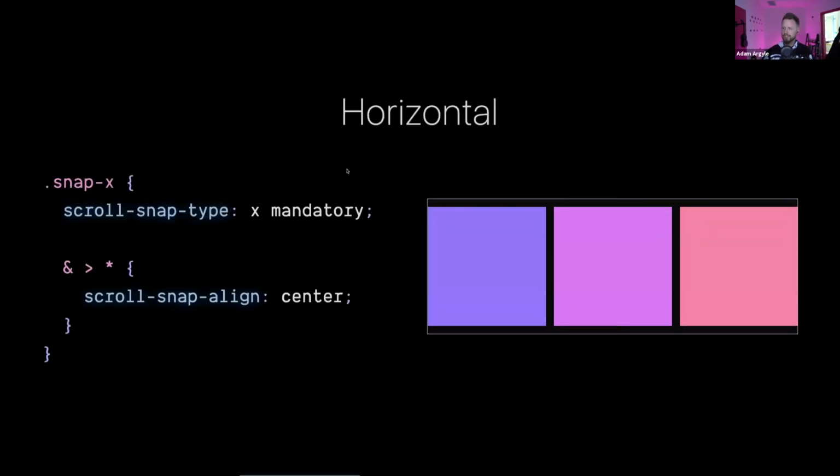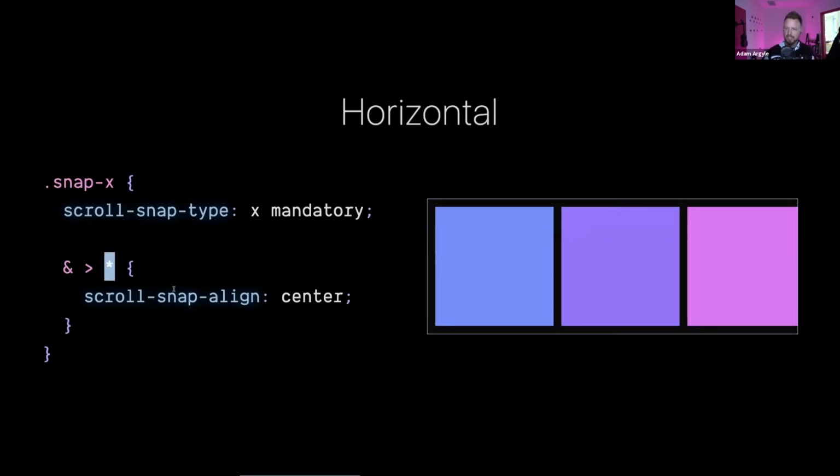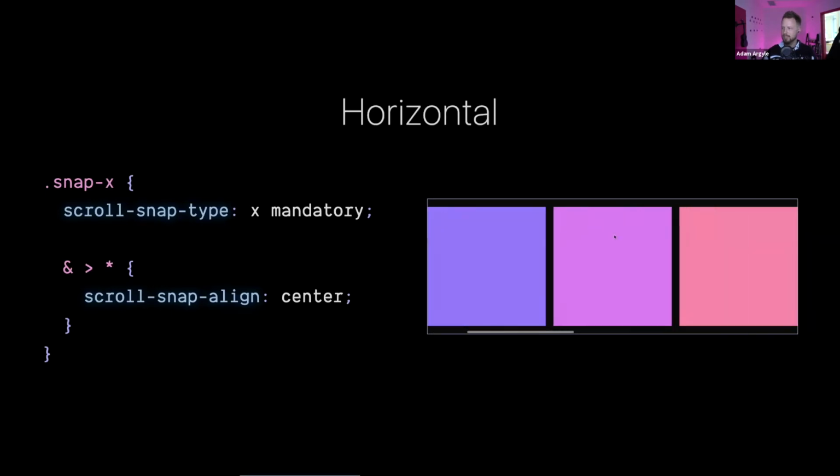Okay, so our first example, pretty much the classic example people do for scroll snap. And hey, why are my edges all weird here? Oh, because I'm partially scrolled in. Okay, this is the typical horizontal example. We say scroll snap type X mandatory. We're making a carousel type thing. Find every nested direct descendant and set it to align to center. And boom, we get this.